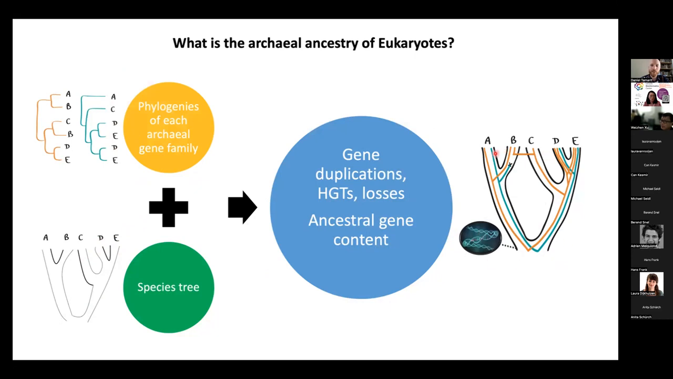So this method recovers gene duplications, horizontal gene transfers, gene losses. And for each one of the nodes in the tree, it recovers ancestral gene content. So this was a way not only to identify what was present at specific points of this tree, but in general to understand general trends of the evolution of Asgard archaea.